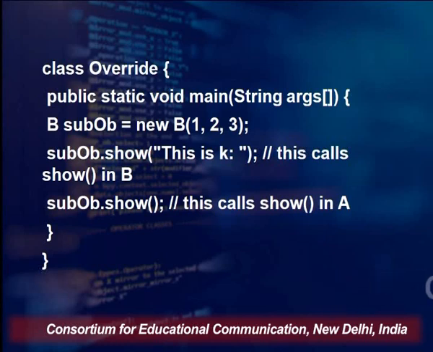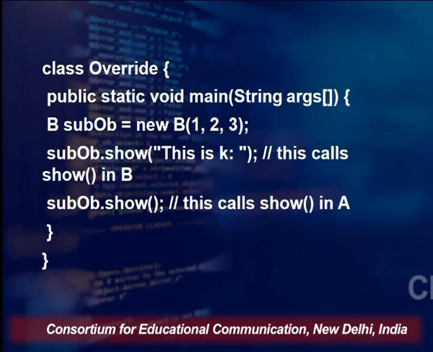That means this calls the show version of class B, while if we say subob.show without arguments, this will call the show version in A. Both versions are available with class B because B has extended class A. So now it has two versions of show, one with the parameter and one without. Depending upon the signature of the called function, the relevant version is called. So, if you look carefully, this is overloading, it is not overriding.